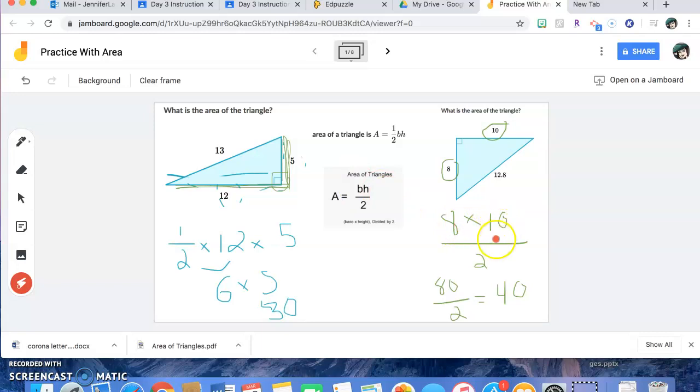So in this case, I'm going to just write it out this way. I could do 8 times 10 divided by 2. So if I do 8 times 10, that's 80. Divided by 2 is 40.